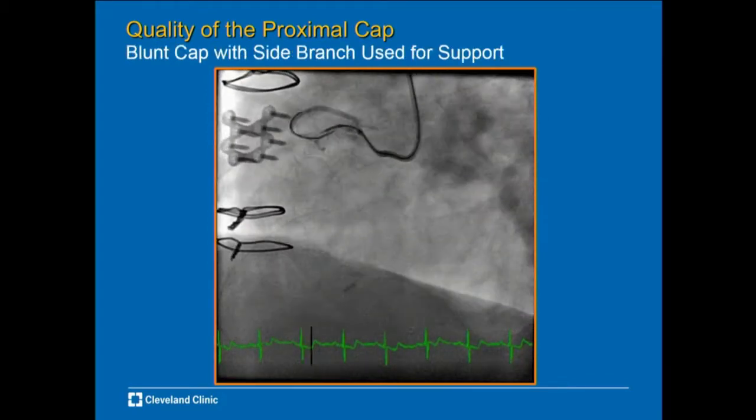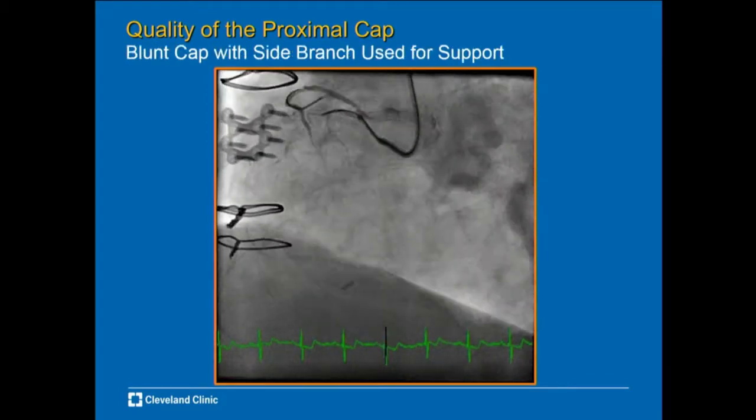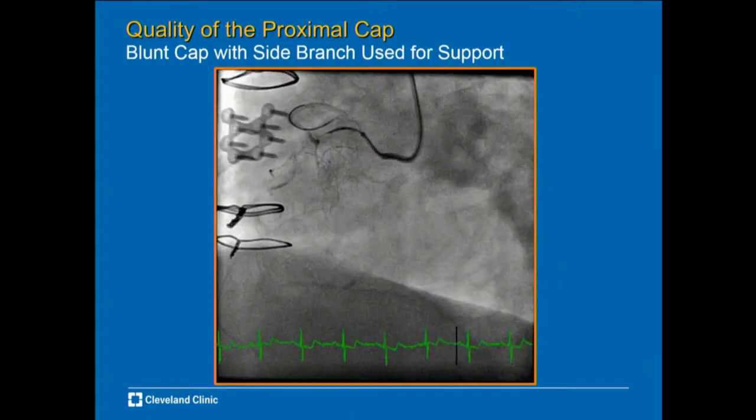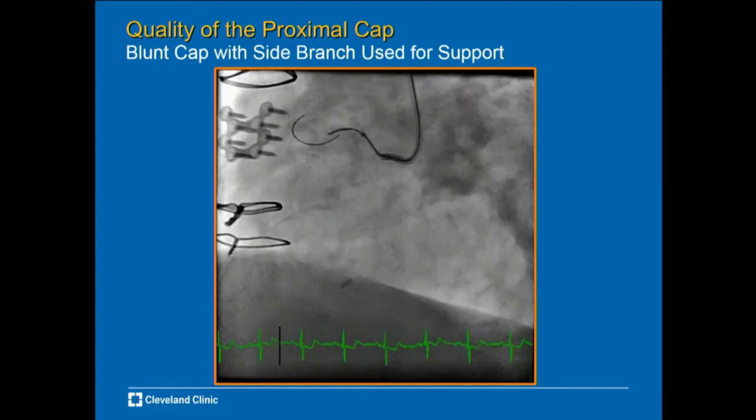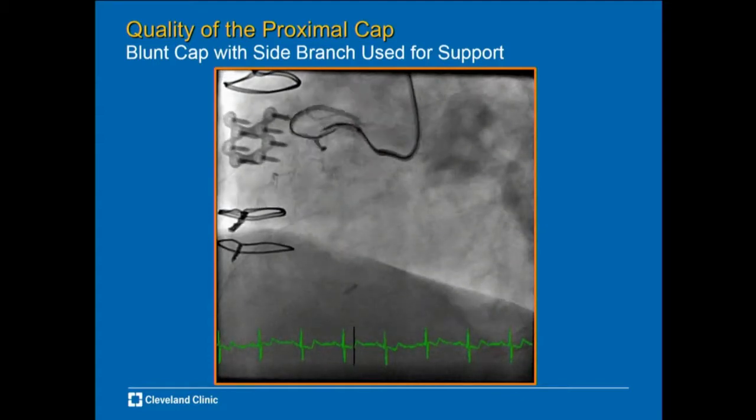This is a patient with a very short, blunt proximal cap and a side branch. In this case, we use the side branch just to add support to do the case, because there were no retrograde options in this situation.